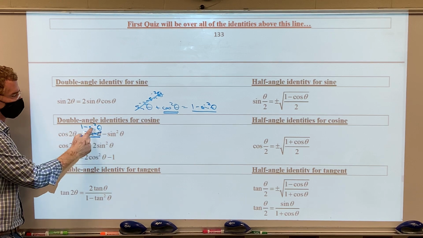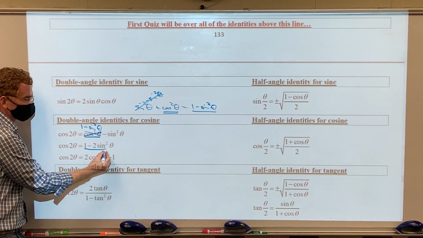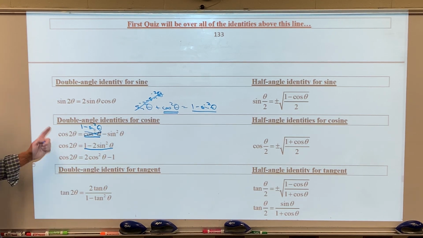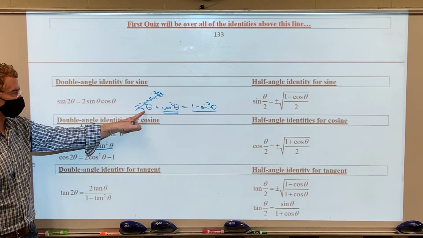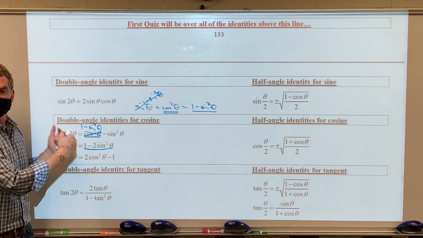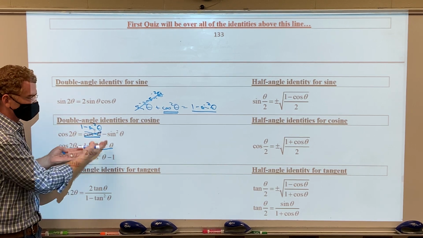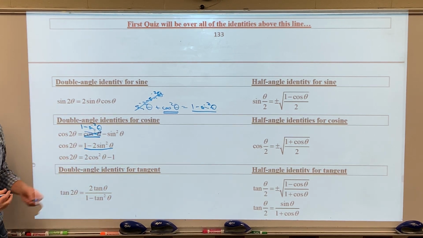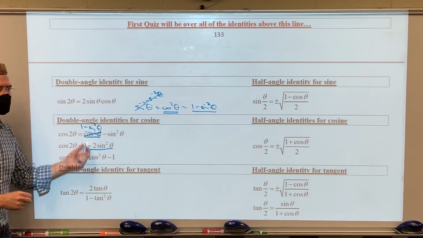1 minus what? 2 sine squared theta. And if I do the same thing and replace the sine squared with 1 minus cosine squared, I end up with that. So a lot of these other pairs of identities, or other options for the identity, are just me manipulating the first one. And there are proofs to all these.